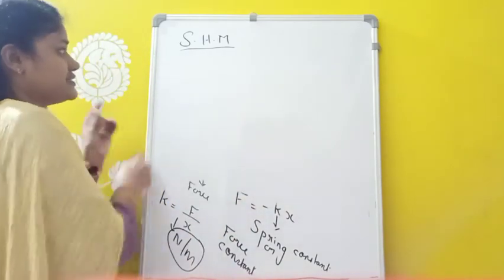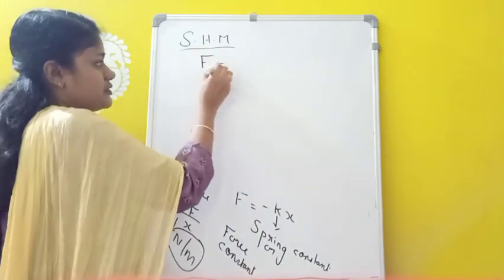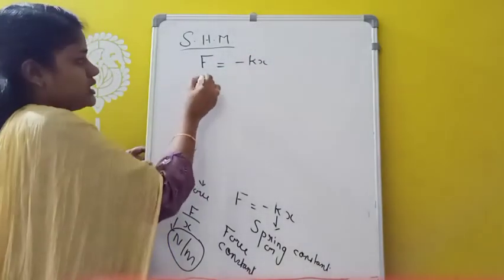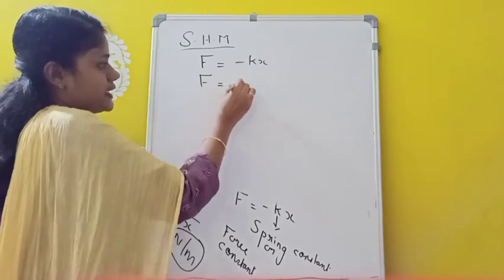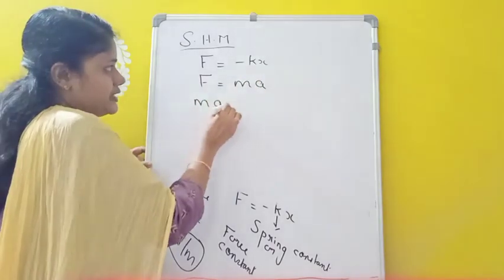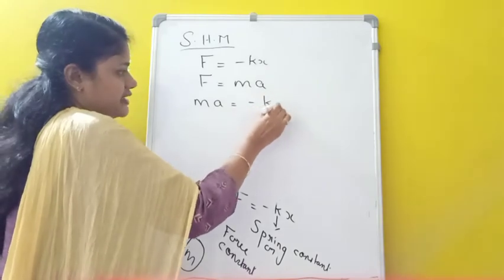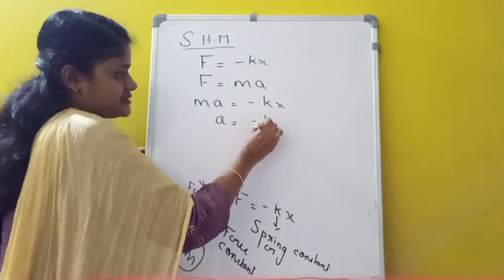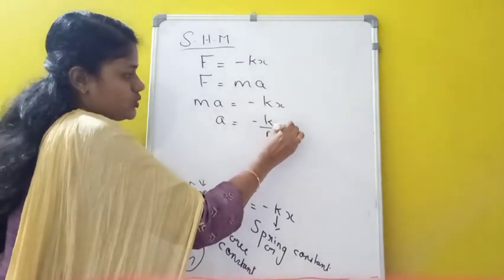Now, we have the formula for restoring force: F equals minus kx. And also we have from Newton's second law, F equals ma. So now we can equate these two. So ma equals minus kx. Or from this, acceleration a can be written as minus k by m into x.